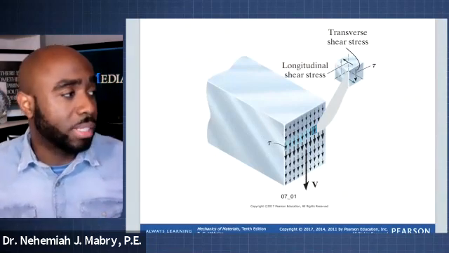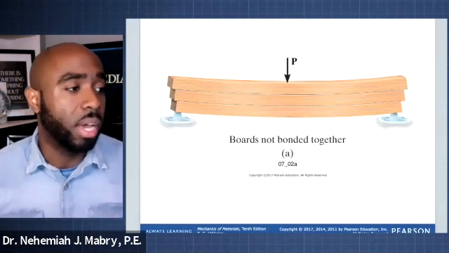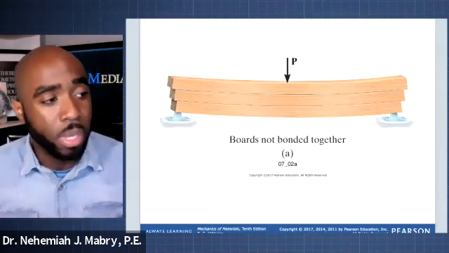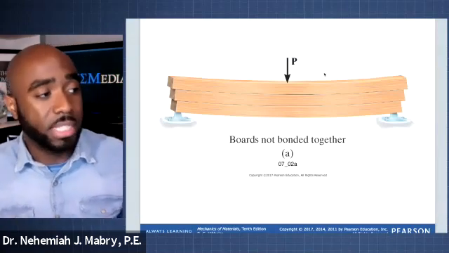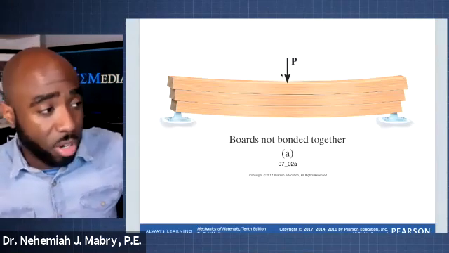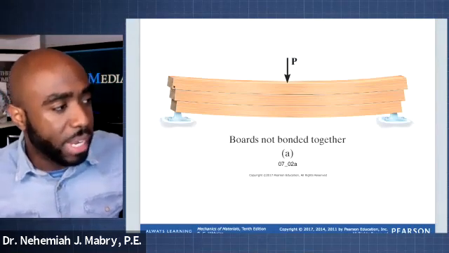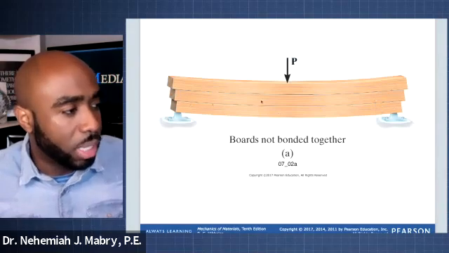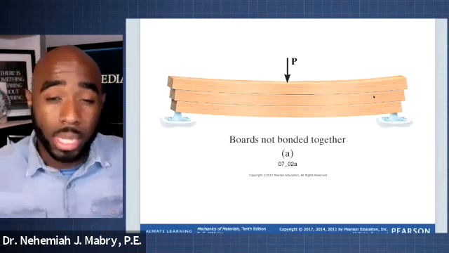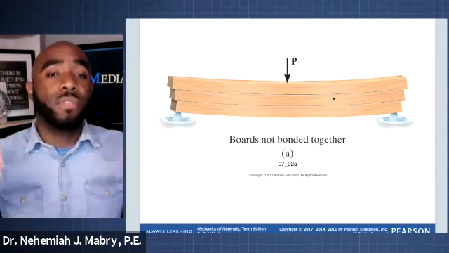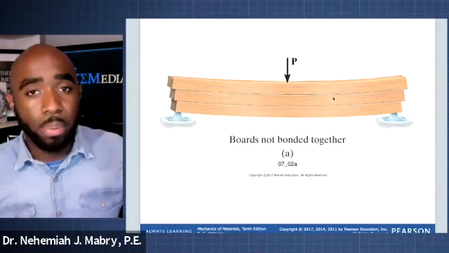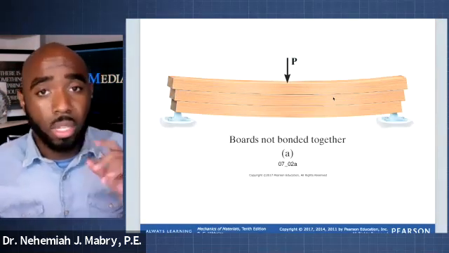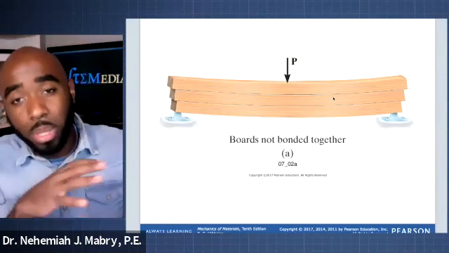To help you visualize this a little bit more, take a look at these boards that are not bonded together. I showed this to you before with a stack of paper, but look at these boards. As this concentrated force P is applied at the center of these boards, you're going to have a difference in the amount that each board sticks out. Why? Because along the length of these boards that are not bonded together, there is a shear force taking place, causing them to slip within each other. So this is what we can see when the boards are not bonded.